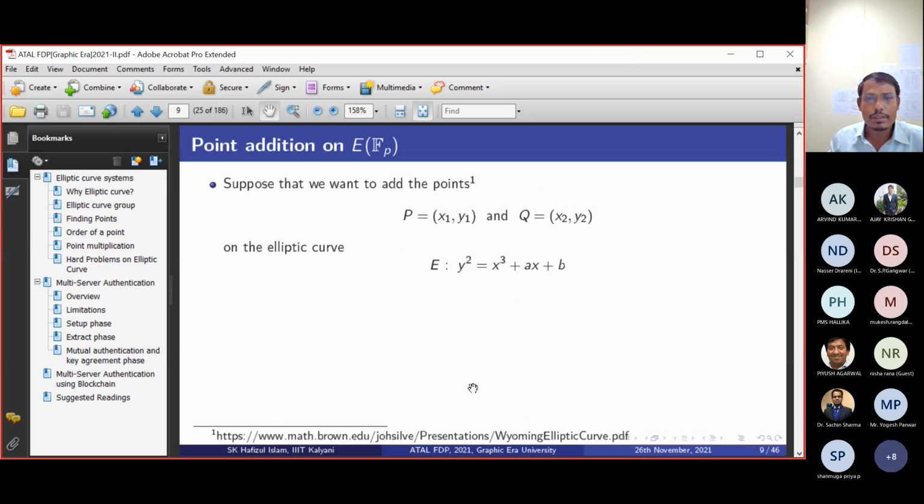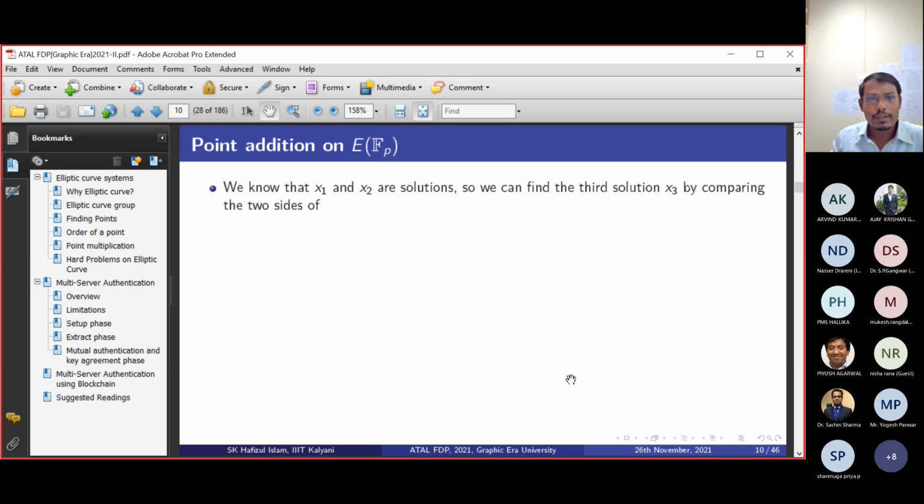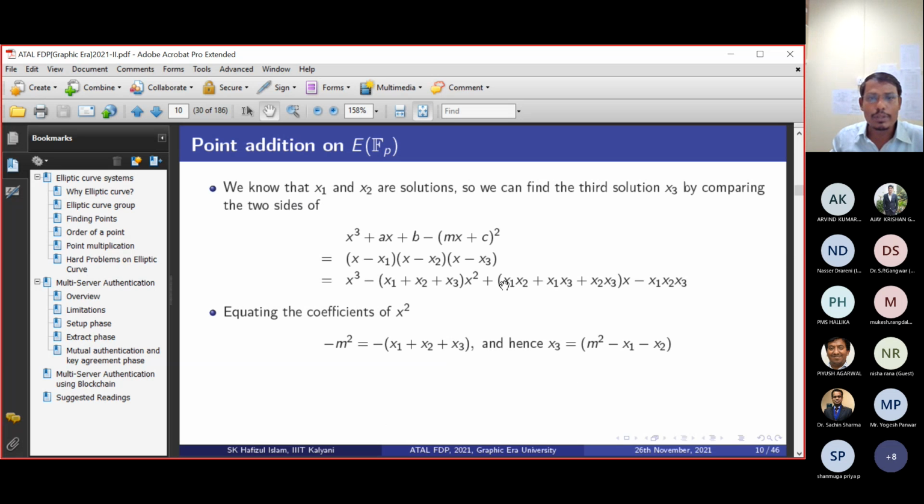Please try to understand. We take the chord PQ as a line y equal to mx plus c, because it cuts the curve, so it will satisfy the curve. We did it, and it gives a cubic equation, right? We form it this way and use the concept of the roots. We take the m square term, and from here we can deduce x3. So we know x3 is m square minus x1 minus x2.